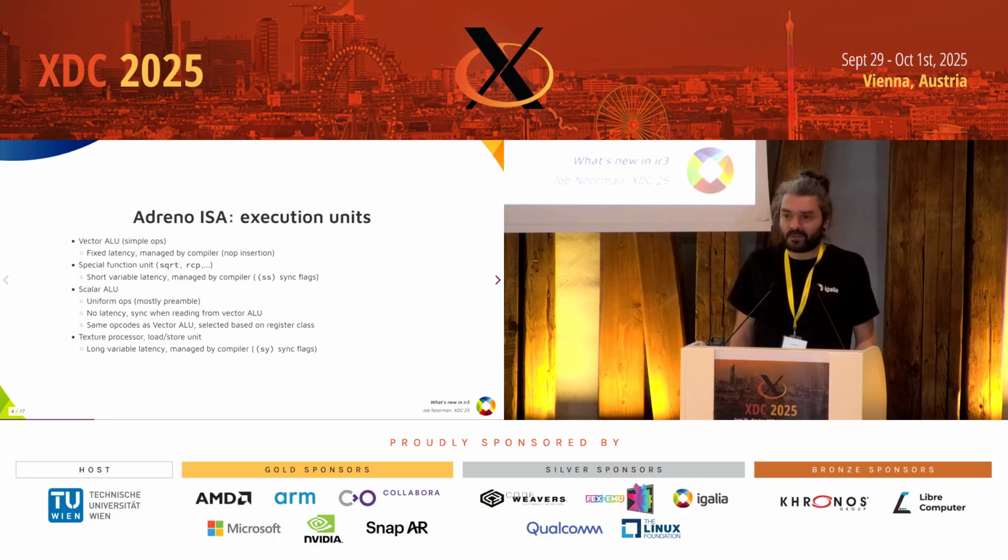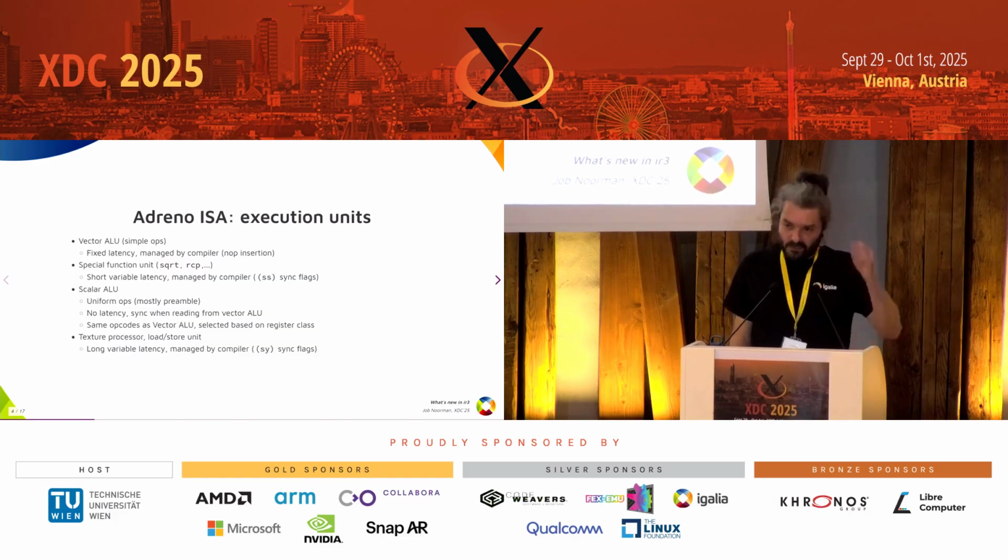Adreno supports a bunch of different types of execution units. The main one is the vector ALU, where a certain operation is executed for all the threads in a wave. One thing that was very interesting for me, or very unknown, so to say, is that this thing has a fixed latency. It takes a fixed number of cycles before a result becomes valid after dispatching the instruction, and this has to be managed by the compiler. So if you want to read the result of a vector operation, the compiler has to make sure that enough cycles have passed, and this might include inserting nops if necessary.